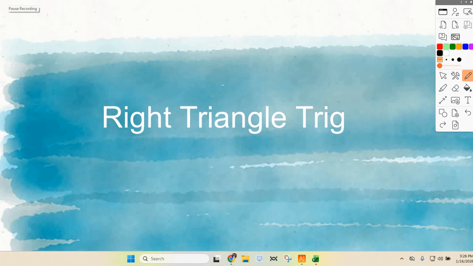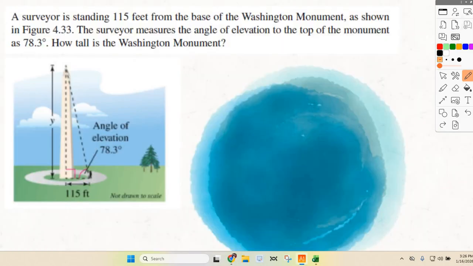So we're going to take a break from some of our unit circle stuff. This should be mostly review. We're just using our main three trig functions to help us solve different types of problems. These are mostly review word problems, but that doesn't necessarily mean that they're hard.